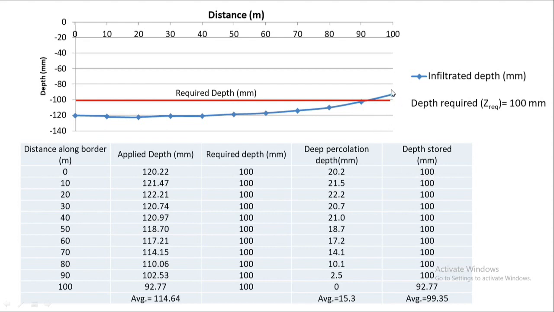In the last case, the stored depth will be equal to 92.77, slightly less than the required depth. So the depth stored is 99.35. So we have provided the required depth along the entire length except the last part. But we have given an excess of water.